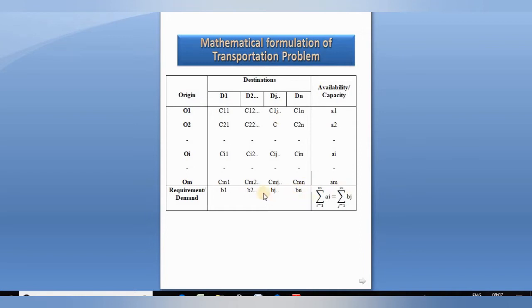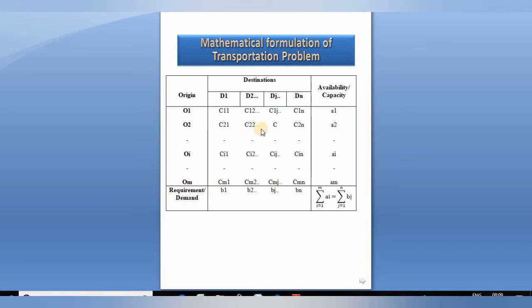So it means the available capacity and requirement must be equal. So this is summation i equal to 1 to m of ai, the origin's available capacity, and summation j equal to 1 to n of bj, the requirement, the demand from the destinations. It must be equal or assumed to be equal, then only you will find the feasible solution for your transportation problem.